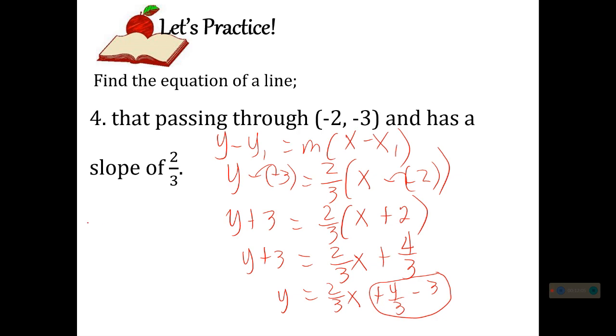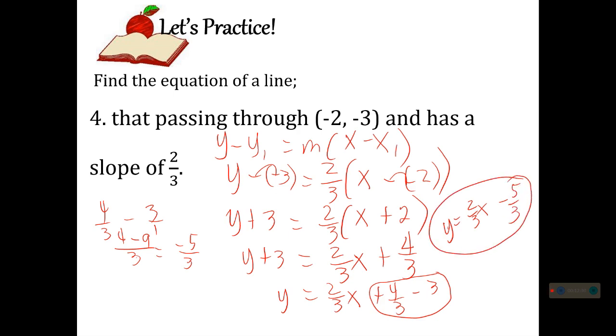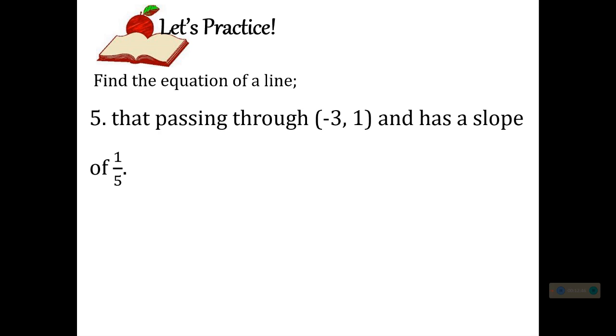Okay, so let us have here as our scratch 4 over 3 minus 3 is equal to, so this will become 3 over 1. Our LCD is 3. 3 by 3 is 1 times 4 is 4. Minus 3 by 1 is 3 times 3 is 9. So we have 4 minus 9 is equal to negative 5 over 3. So that's why our equation here will be y equals 2 over 3x minus 5 over 3. This is our equation.